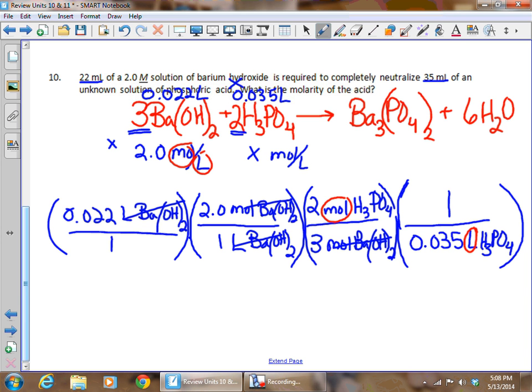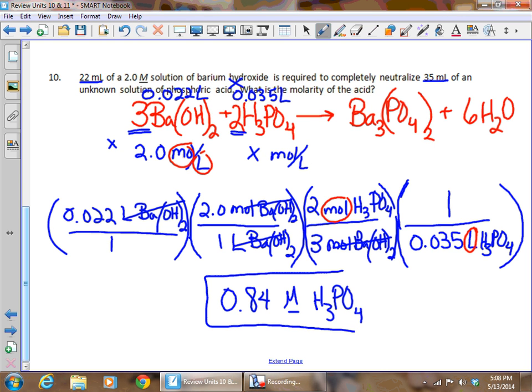When you multiply and divide out this, then you're going to end up with, to 2 sig figs, 0.84 molar H3PO4. Now make sure and go back to your worksheet over titration and make sure you study the other type of problem that ends up solving for milliliters. Make sure you can do both of those types of problems. I didn't put them both on the review, but make sure you can do them both.